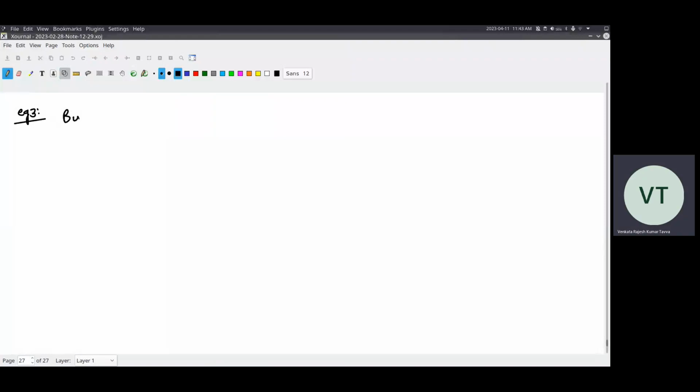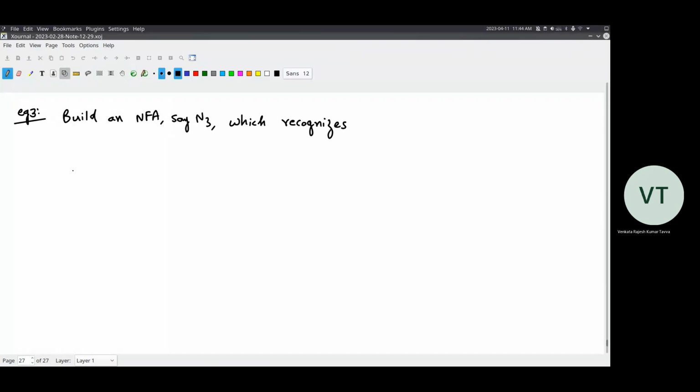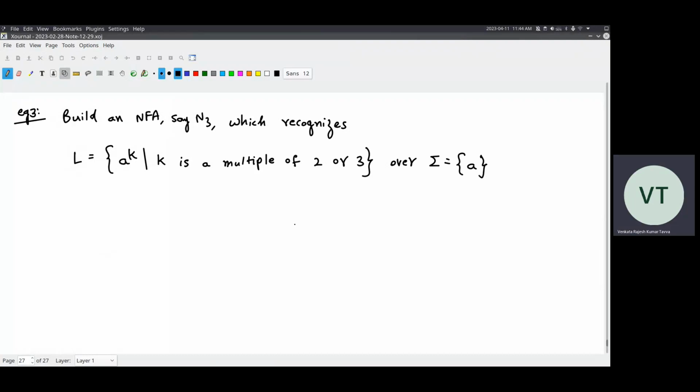Build an NFA, say N3, which recognizes the language L, which accepts strings of the form a power k, where k is a multiple of 2 or 3 over the alphabet A with a single element A.